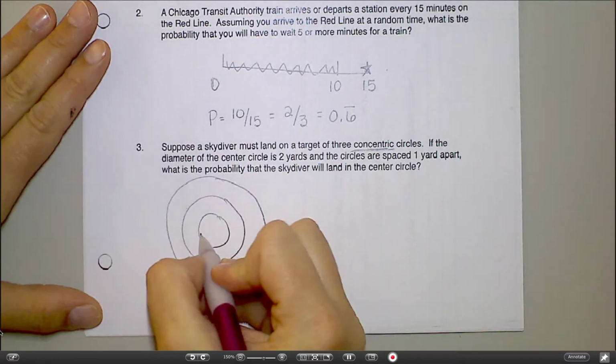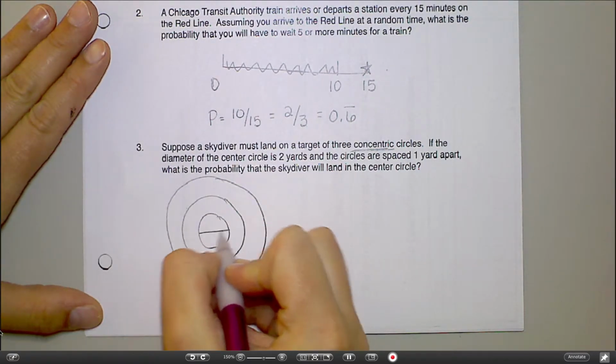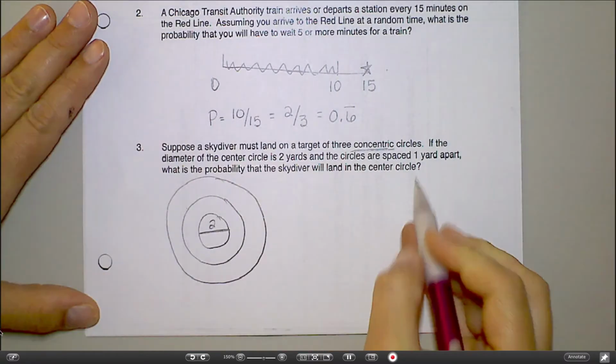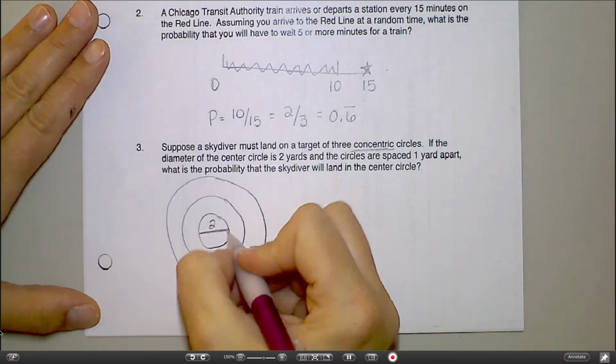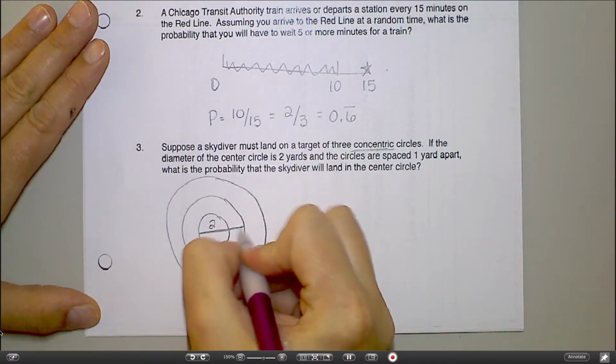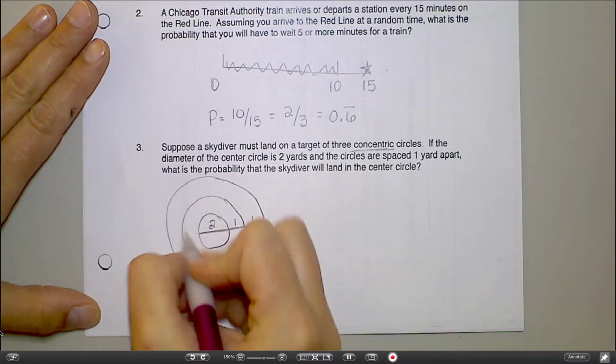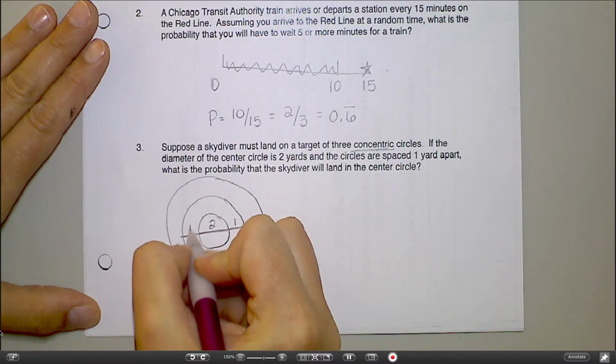The diameter of the center circle, which is here, is 2 yards. And the circles are spaced 1 yard apart. So that means that this distance here is 1 yard, and this distance here is 1 yard. Okay? And then I could go 1 yard over here on the other side also.